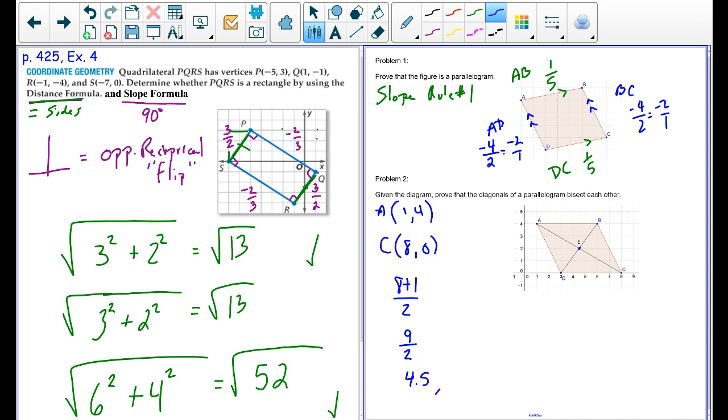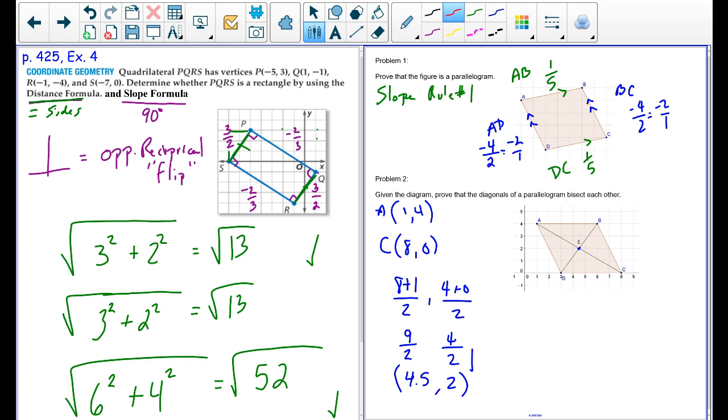Add my y's. So 4 plus 0 divided by 2. Well, 4 plus 0 is 4. Half of 4 is 2. So 4.5, 2. So if I look at this point, does it look like it's at 4.5, 2? Yep. So this side works, right? AC is bisected. Then do the same thing with BD.